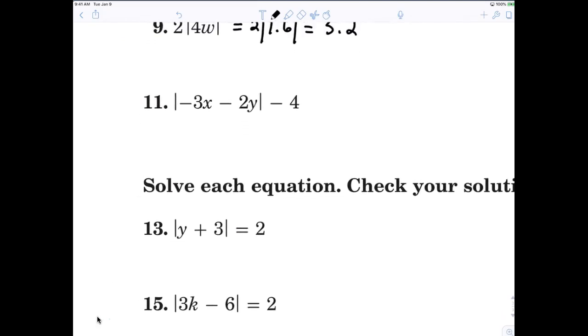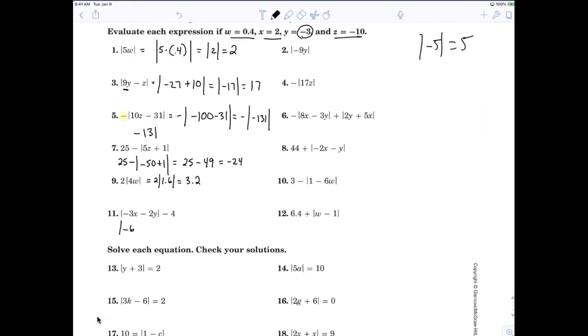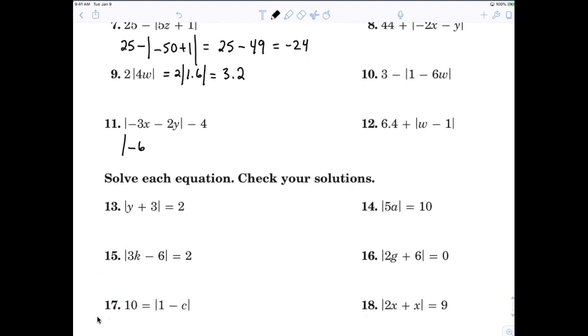Number 11. All right, absolute value. What's x? So negative 3 times x is what? Negative 6. What's negative 2 times y? 6, correct? What's negative 6 plus 6? Absolute value of 0. 0 minus 4. Yeah, guys, I'm pretty happy with you. Negative 4.